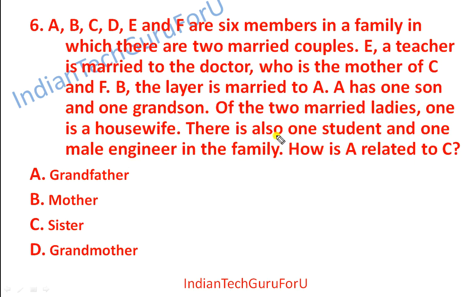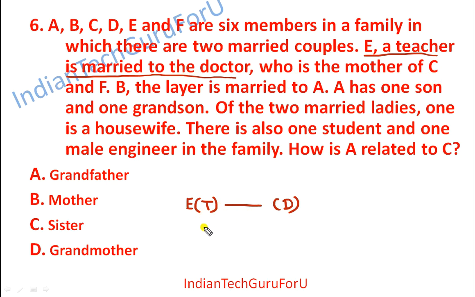So this is the most difficult question among the given questions. So let us solve this problem. Initially, consider the first statement. What is the first statement? E, a teacher, is married to the doctor. They said that E is the teacher and married to a doctor. Okay, how many persons did we get? So we got 2 persons here. Next, who is the mother of C and F?